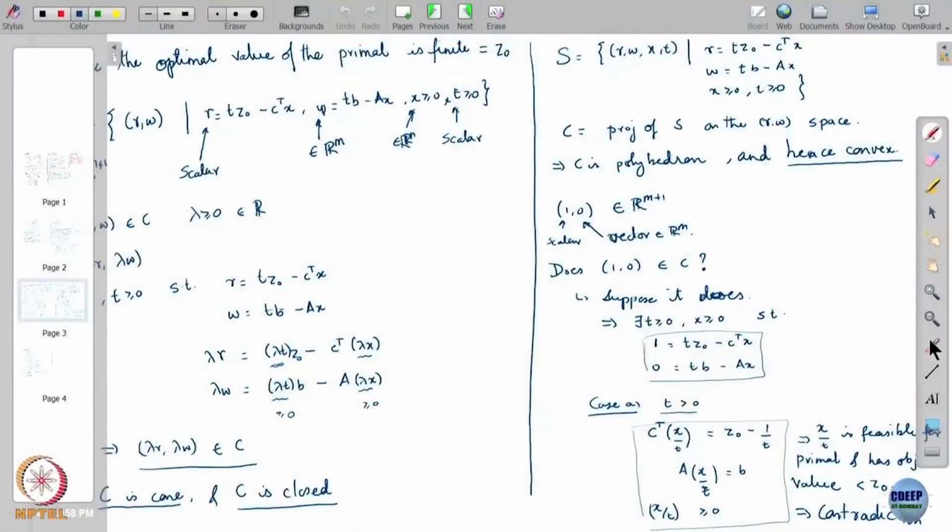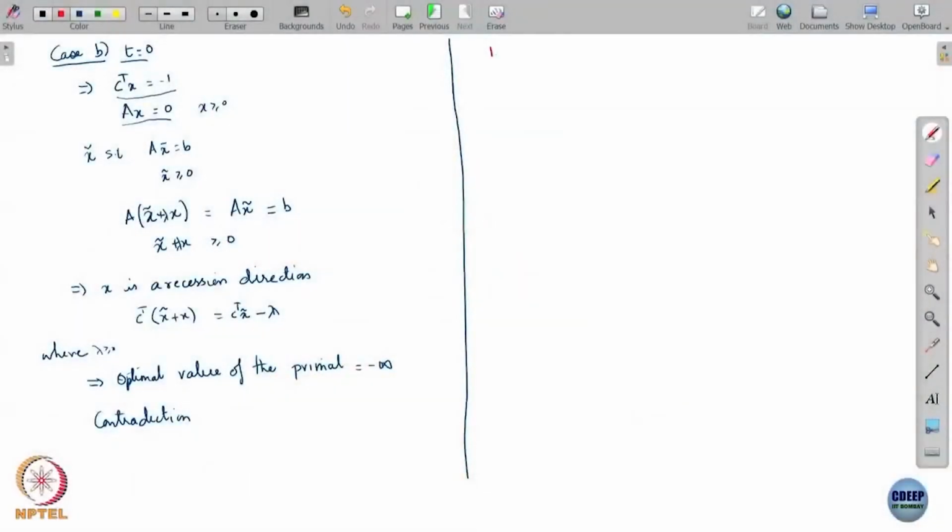So, in summary, what we have basically shown is this. We began this analysis asking, does the point 1 comma 0 belong to C, and what have we shown? We have considered both cases and shown that no, it cannot belong to C. So what we have effectively shown is that the point 1 comma 0 does not lie in C.